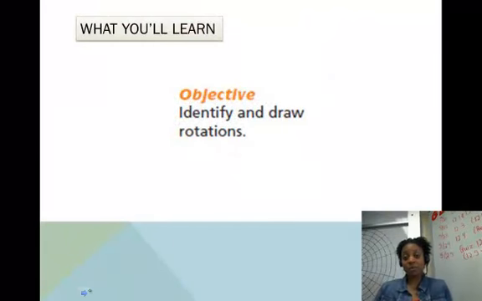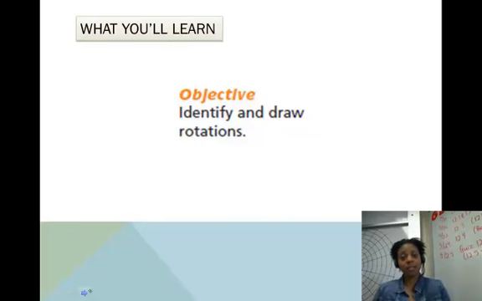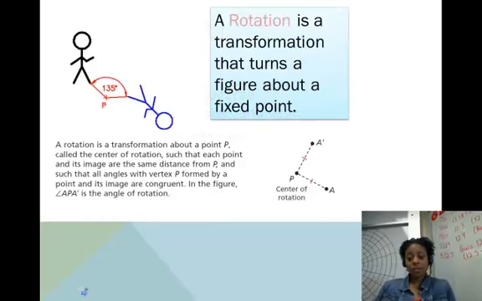All right, in this lesson, we're pretty much just going to learn how to identify and draw some rotations, both without the coordinate plane and in the coordinate plane. All right, so pretty much a rotation is just a transformation that turns a figure about a fixed point.